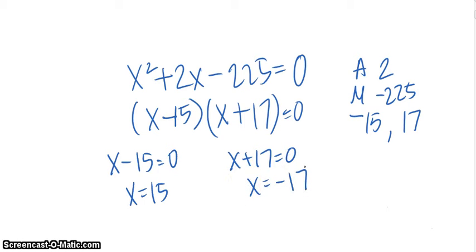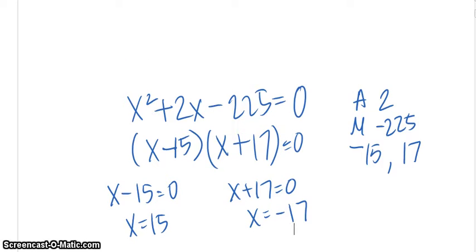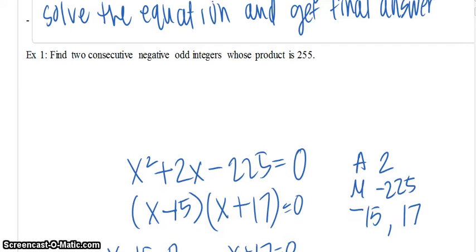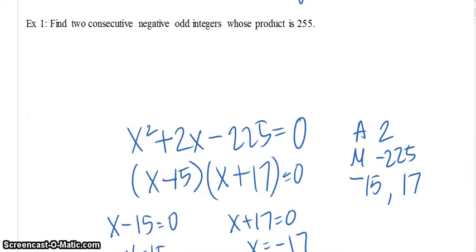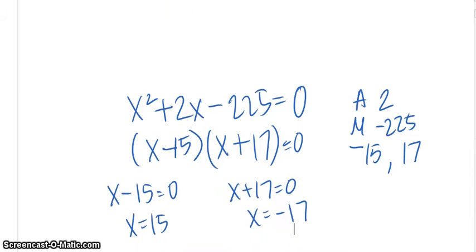So now that we think about this, if you look back up at the beginning of the problem, it's going slowly for sure. Find two consecutive negative odd integers. Well, they're both odd, so that's good, but both of them are not negative. So we cannot use this 15 because it's not negative, and that's not answering our question properly. So we're going to be using negative 17.